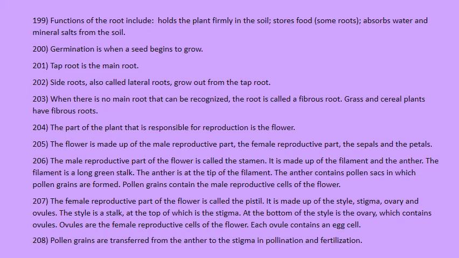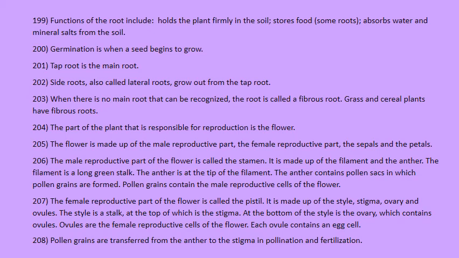The filament is a long green stalk. The anther is at the tip of the filament. The anther contains pollen sacs in which pollen grains are formed. Pollen grains contain the male reproductive cells of the flower.